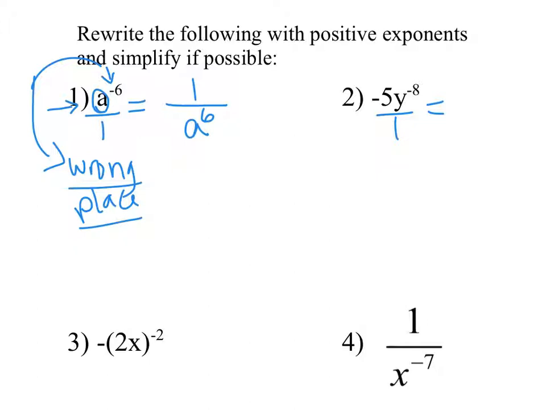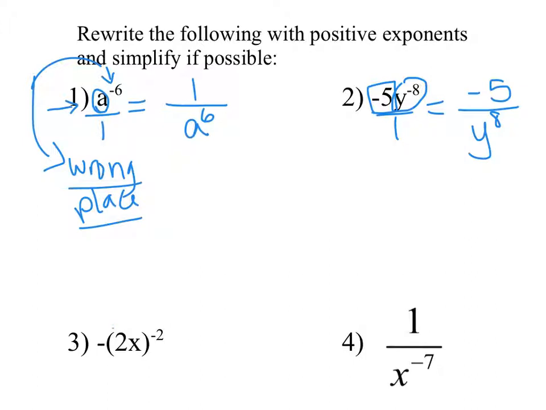What's being raised to the negative 8 power? Well, that's just the y. The negative 5, that's not being raised to any power at all, except 1 if you want to go there. So it stays on the top. Y to the negative 8 moves to the bottom and becomes positive.